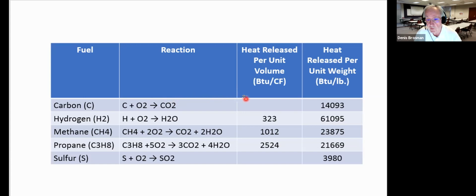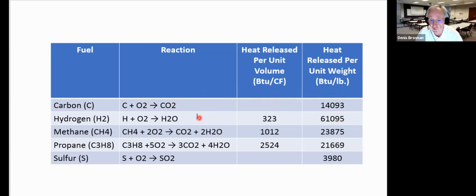We don't have a heat release per unit volume here because it depends on the particle size of the fuel and things like that. But the heat release per unit weight in BTUs per pound is down here around 14,000 BTUs per pound.